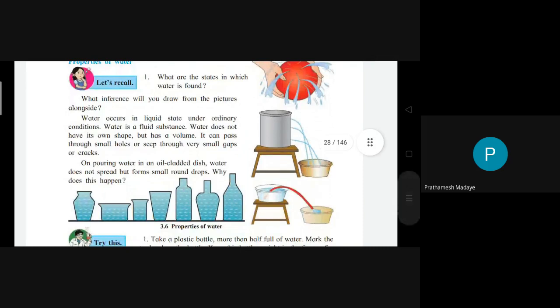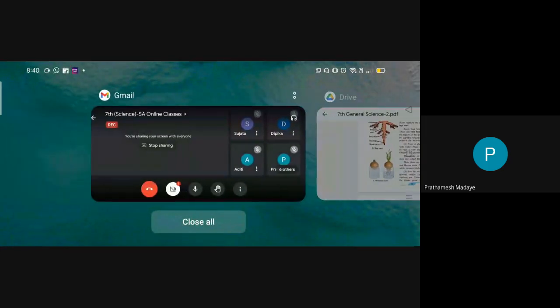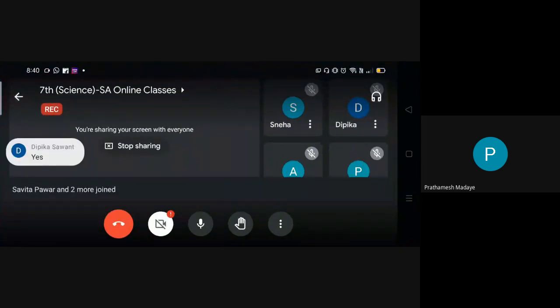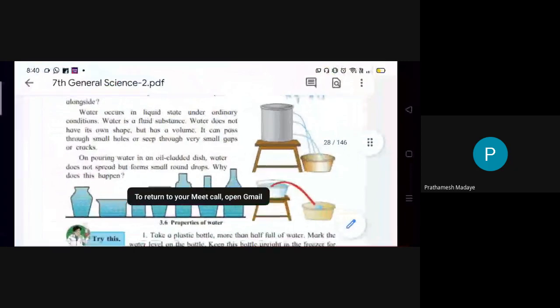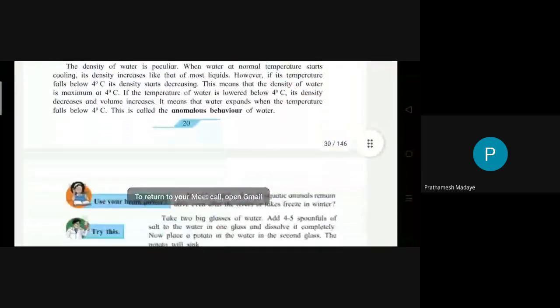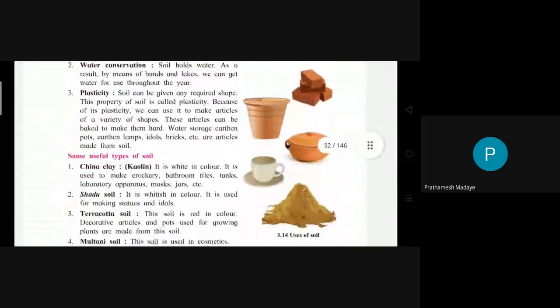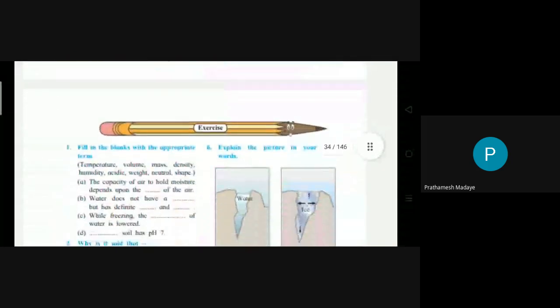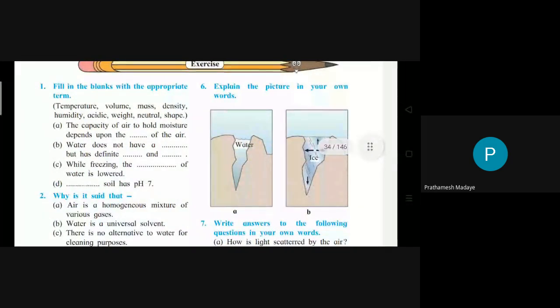Okay, understood about the properties of air? Yes, got the properties of air. Okay, so let's see some questions based on that only. Okay, the capacity of air to hold moisture depends upon the dash dash of air.